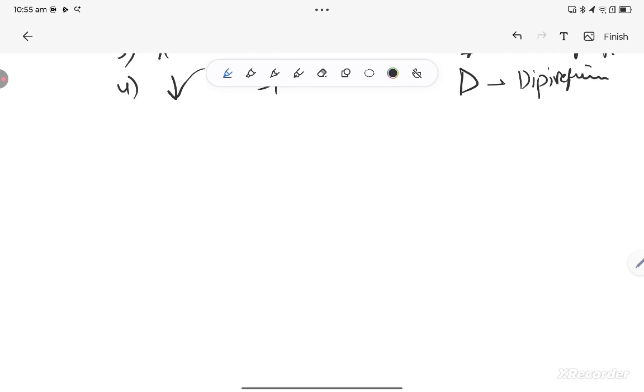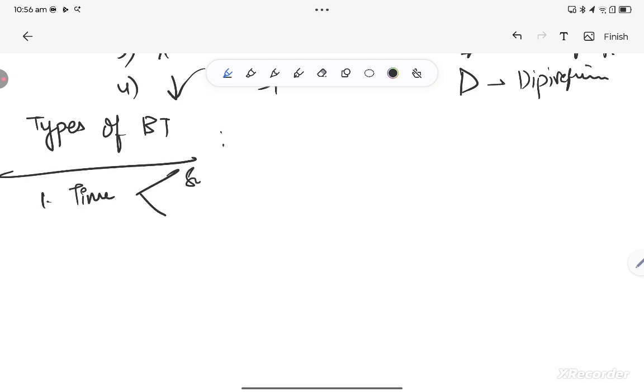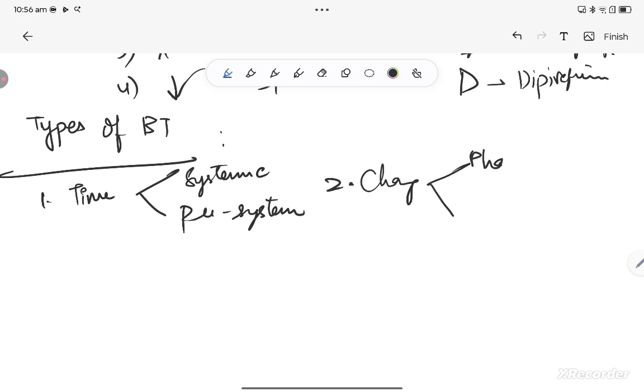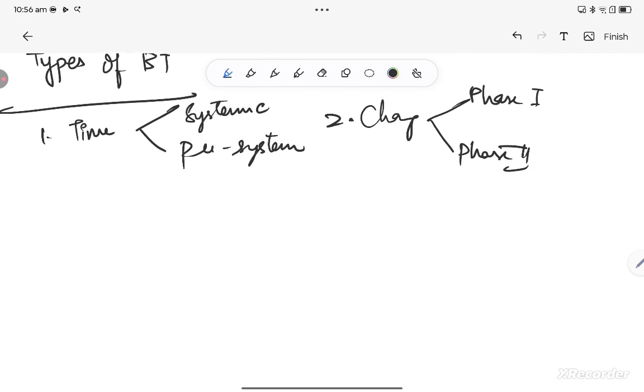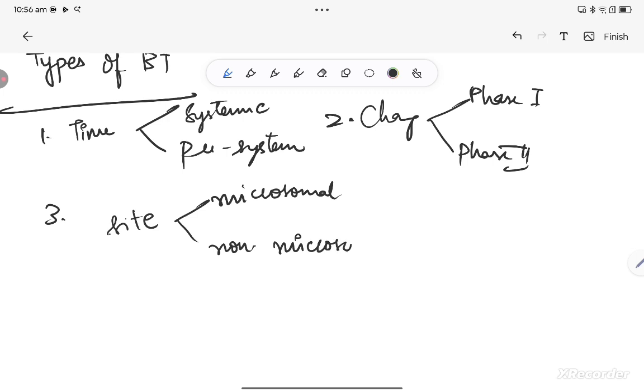Then, we are talking about biotransformation. So, what are the types of biotransformation? One thing is based on the time. Is it systemic or pre-systemic? Second one is based on the change. It is either phase 1 or phase 2. These two are most important. And third one is based on the site. Is it microsomal or non-microsomal? These three are types of biotransformation.